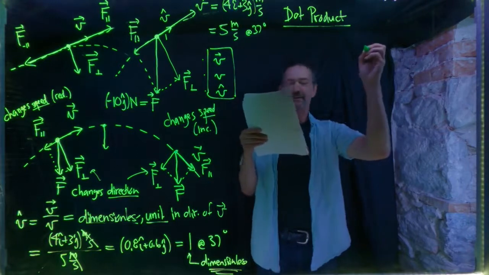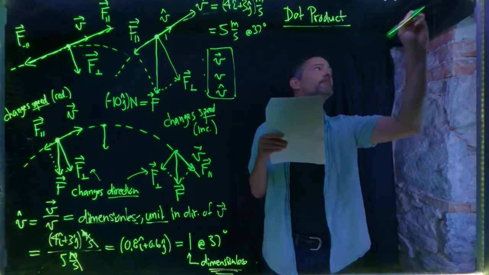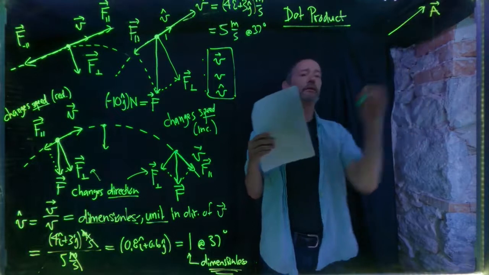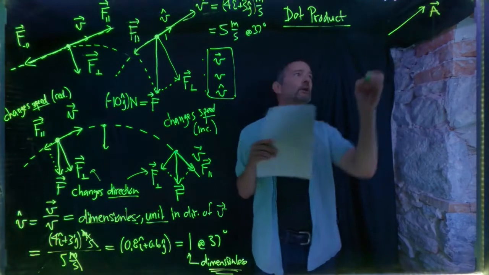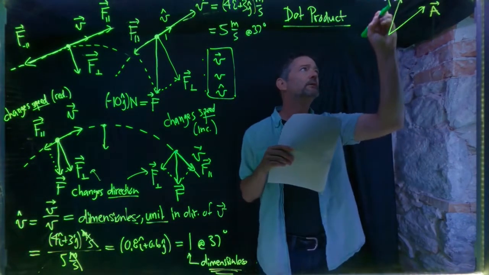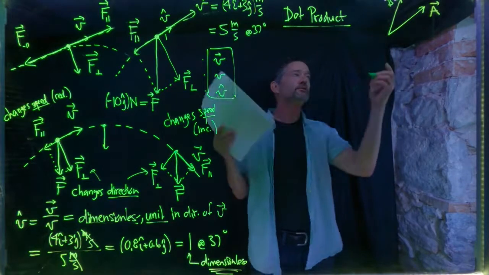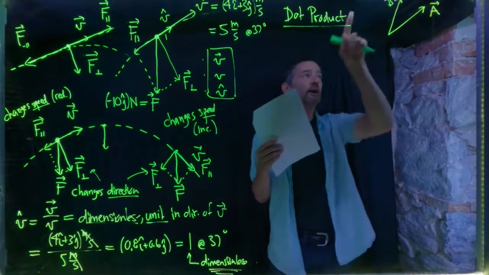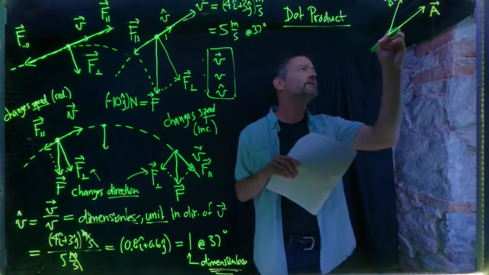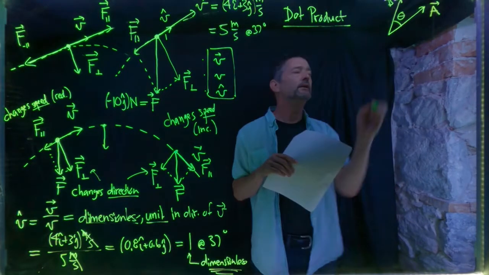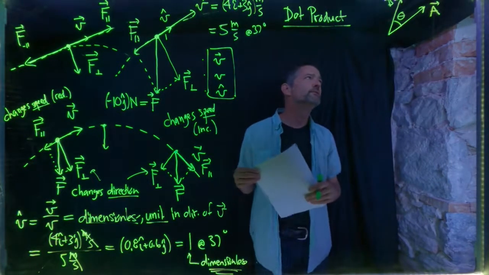So what we have here is an arbitrary vector A in 3-dimensional space pointing in that direction, and an arbitrary vector B in 3-dimensional space pointing in some other direction. It could be that way or whatever. It's easy to draw the diagram like this. And there's an angle theta in between those two vectors.